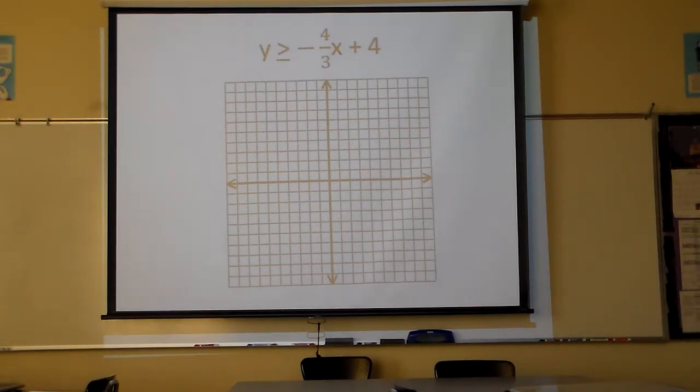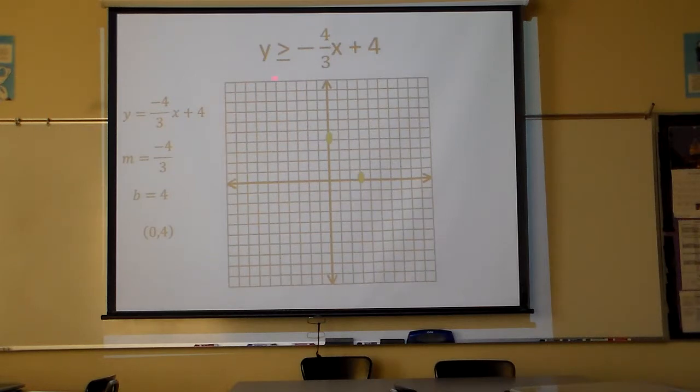y is greater than or equal to -4/3 x plus 4. We'll pretend it's an equal. What's m? -4/3. Yes. What's the y-intercept? 4. So where am I going to graph it? Starting up at 4. Then I'm going to go down 4 over 3.